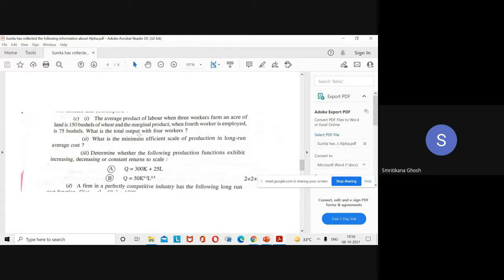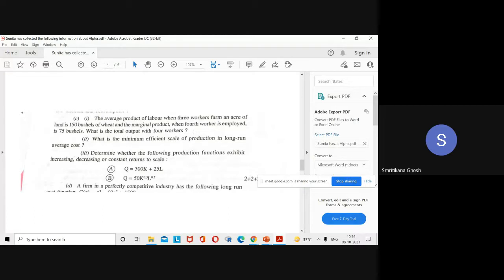The average product of labor when 3 workers farm an acre of land is 150 bushels of wheat, and the marginal product when the fourth worker is employed is 75 bushels. Average product is 150 bushels when there are 3 workers, and the fourth worker is here. So the marginal product of the fourth worker is 75 bushels. What is the total output with 4 workers? Give me the answer. It's very easy.